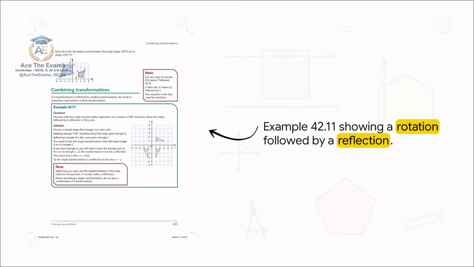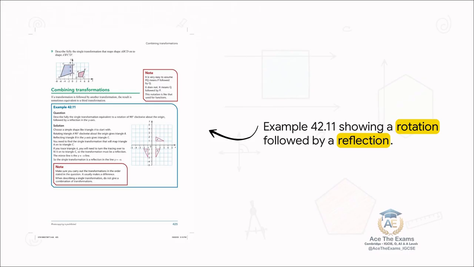Sometimes, an exam will give you a combination of transformations and ask you to describe the single transformation that achieves the exact same result. Look at example 42.11 right here. Triangle A is rotated 90 degrees clockwise to become triangle B. Then, B is reflected in the y-axis to become triangle C. But the question asks for a single transformation from A to C.